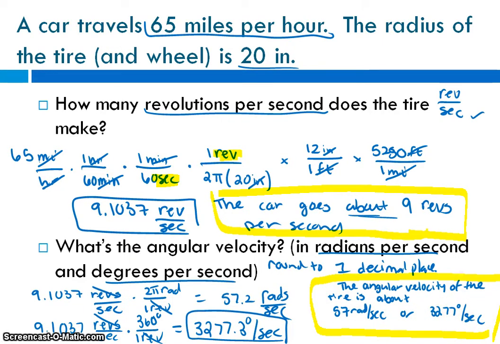The reason I wanted to do it in radians and degrees is really to show you that the radians might not be that clear to you, how much 57 radians per second is. I can't really tell off the top of my head whether that is fast or slow. But if you look at it as 3,277 degrees per second, it's turning 3,000 degrees every second. That's a lot of turning. Okay, so that's pretty fast.